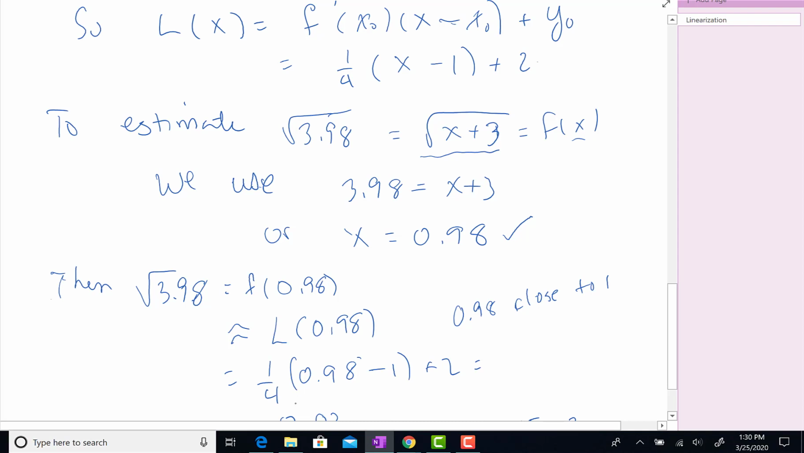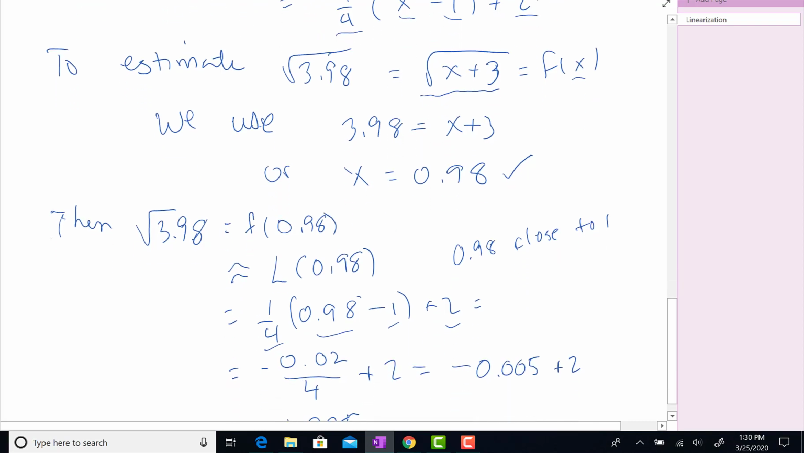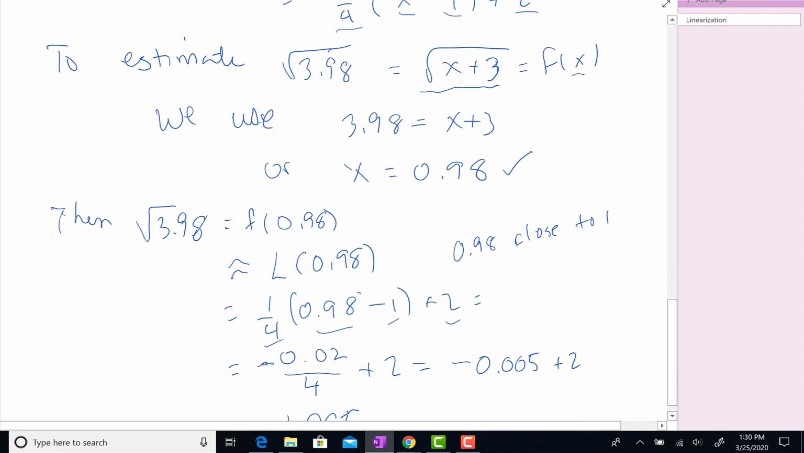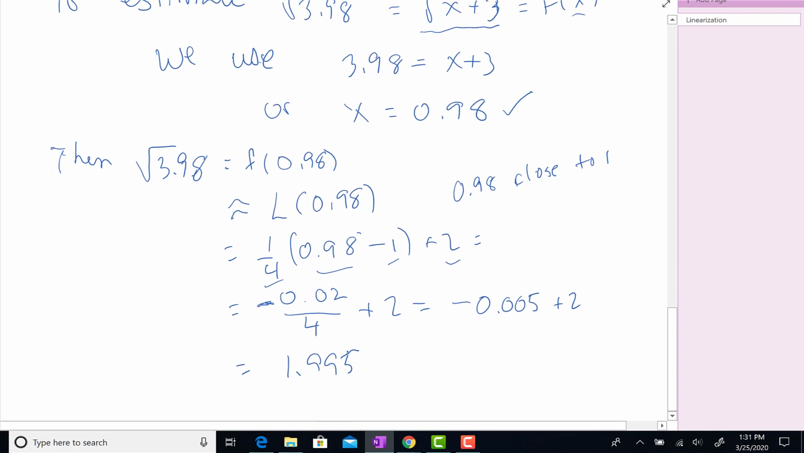Okay, and so we plug 0.98 into our linearization, and there we have it: 1/4 times (0.98 minus 1), plus 2. Then we get negative 0.02, the difference 0.98 minus 1, over 4 because we're multiplying by 1/4, plus 2. That would be negative 0.005 plus 2, and of course that would be 1.995.